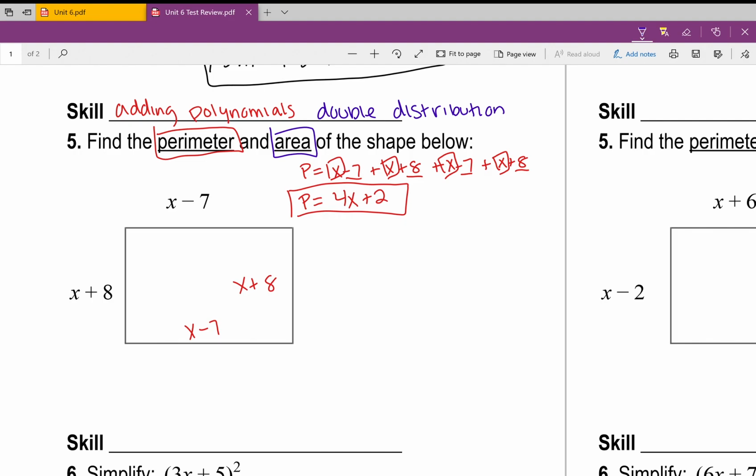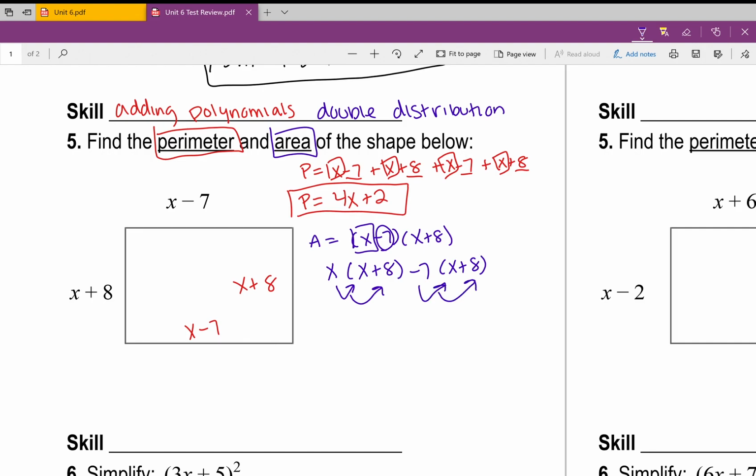Area is double distribution, so we multiply. So area is equal to x minus 7 times x plus 8. Remember, we write the first term, x, then the second parentheses, x plus 8, then the second term, minus 7, and then x plus 8. And then we distribute the x inside and the negative 7 inside.